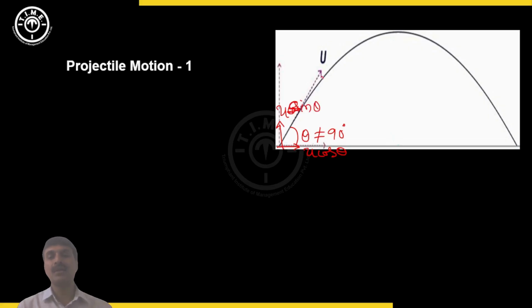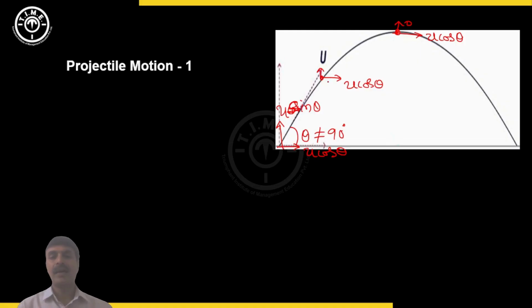But the horizontal component remains constant as there is no force acting in the horizontal direction, but the vertical velocity changes. Even at the highest point, at the maximum height, the velocity of the projectile is not zero, that is u cos theta. Horizontal velocity remains same everywhere, whereas its vertical component becomes 0.